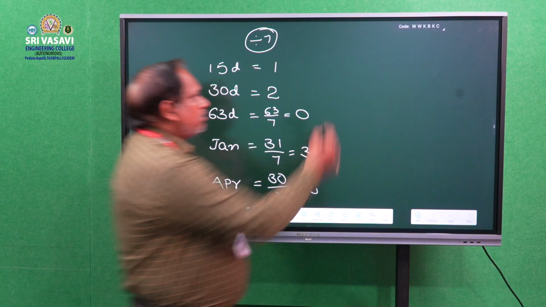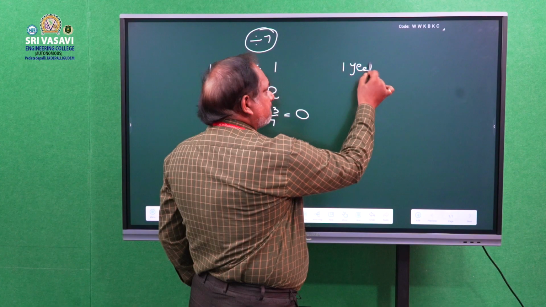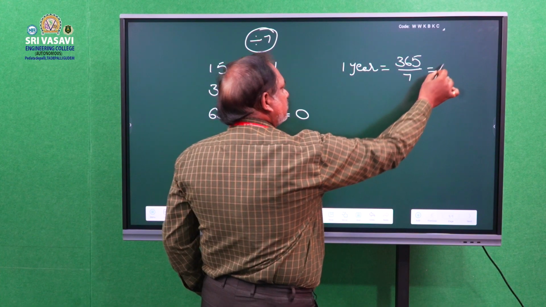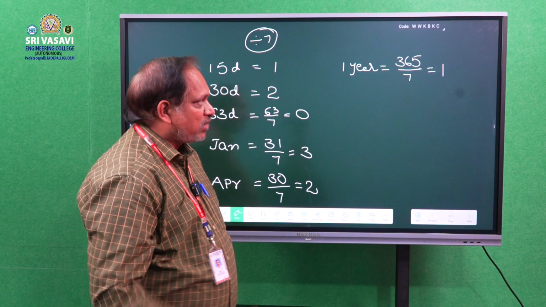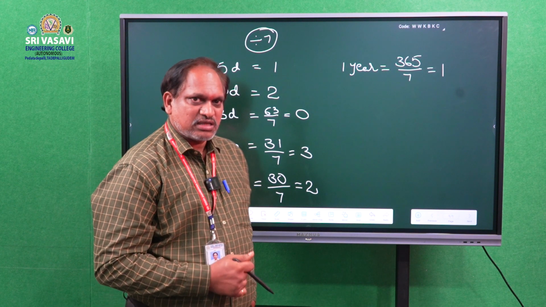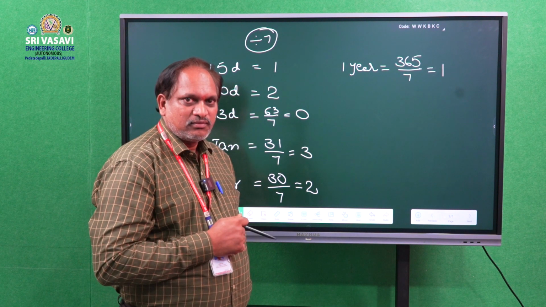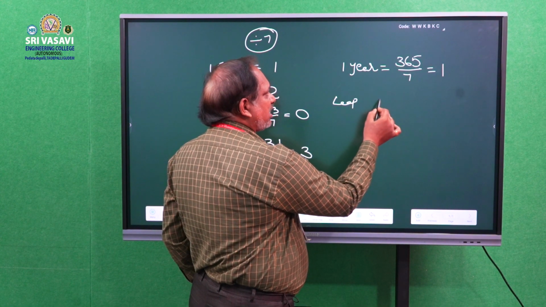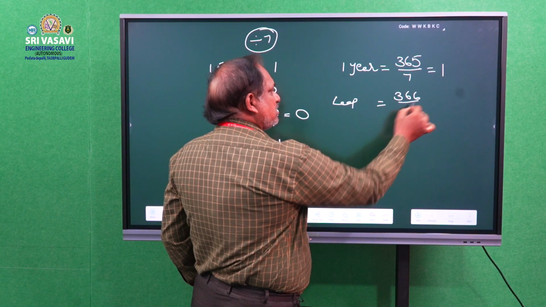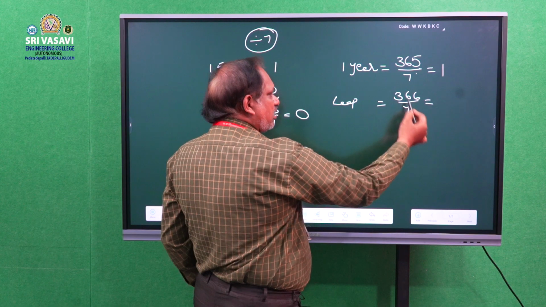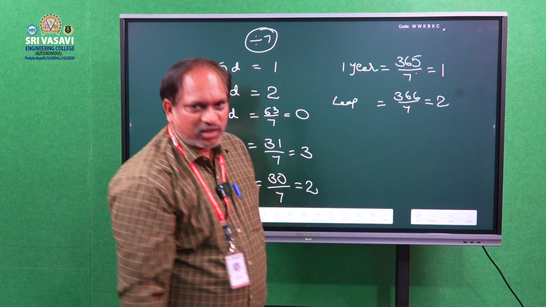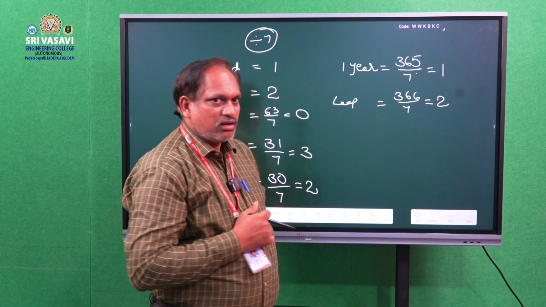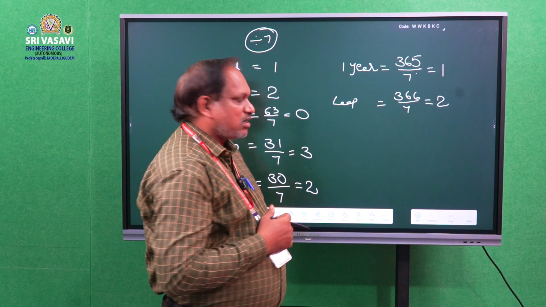Similarly, in a year, 1 year is equal to how many days? 365. When divided by 7, the remainder is 1 day. In 1 year, the number of odd days is 1 day. If it is a leap year, then generally how many odd days? 1 more day. That means 366 days when divided by 7. Normal year 1 odd day, therefore leap year has 2 odd days. So this is the identification of the number of odd days for a particular year or leap year.